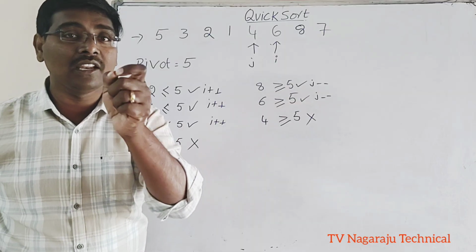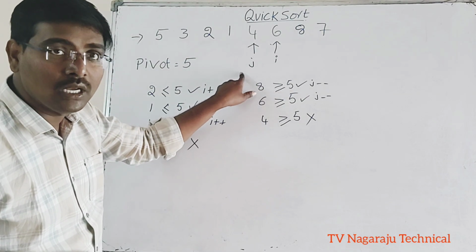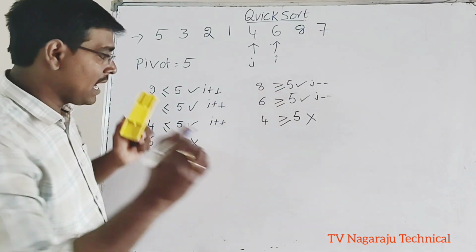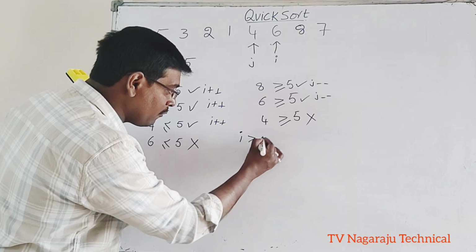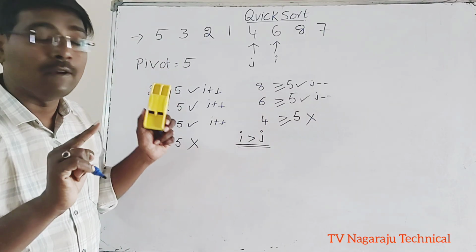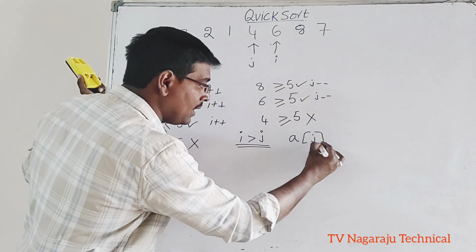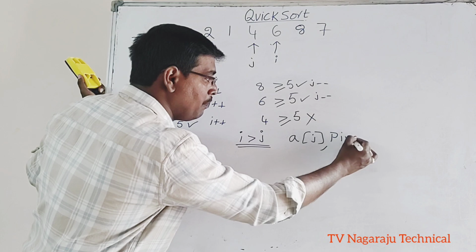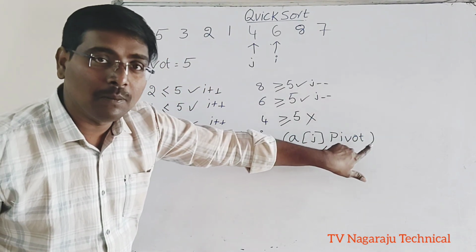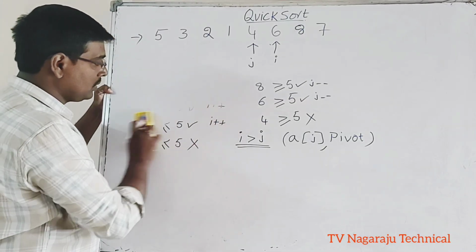i less than or equal to j or not. Now observe, is i less than or equal to j? No. i crosses j. Whenever this condition happens, that means if i value is greater than j value, if i crosses j, then you need to swap a of j with the pivot element. Okay. Now I am erasing this one.